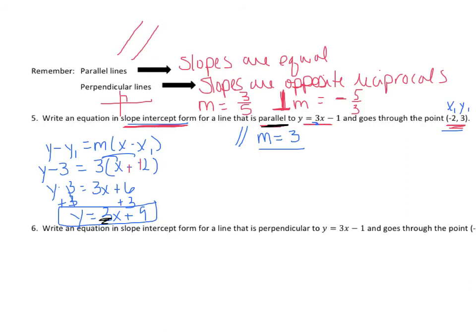And they do have the same slope. They both have a slope of 3. The other thing that we can do is check this point and make sure that it works in that equation. So let's check that point.